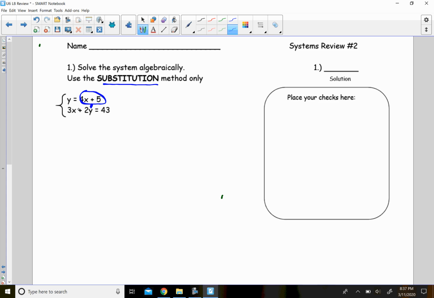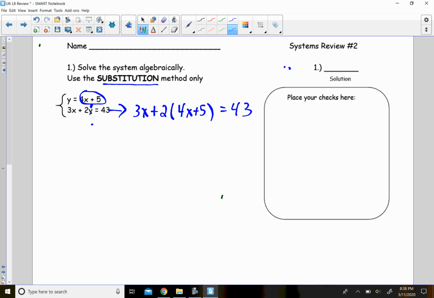So I'm going to take this equation right here and rewrite it using the substitute. So 3 times x plus 2 times y substitute, so no more y. The substitute is 4x plus 5, that equals 43. So instead of y, we're plugging in the 4x plus 5. So now I have only x in this, I can solve it.